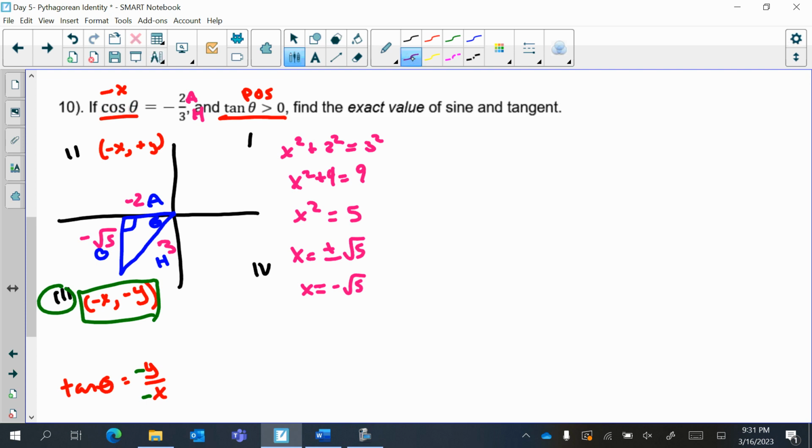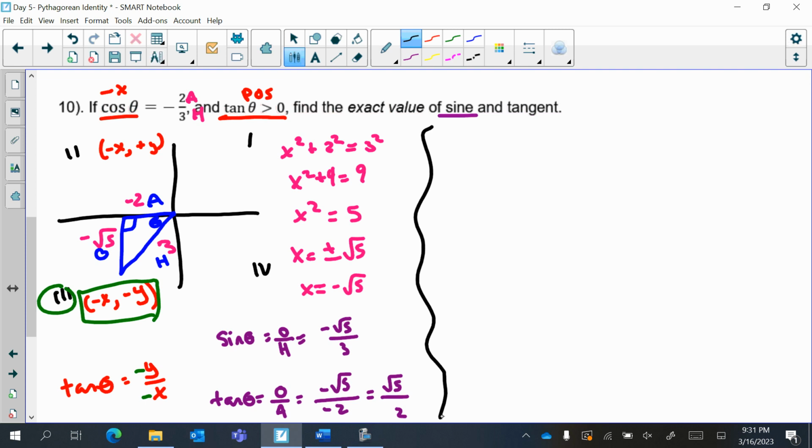Now, if they're asking for the exact value of sine, sine is opposite over hypotenuse. Your opposite is negative radical 5. Your hypotenuse is 3. If they're asking you for tangent, that is opposite over adjacent. Your opposite is the square root of -5. Your adjacent is -2. The negatives would cross out. So that's your answer in the purple.